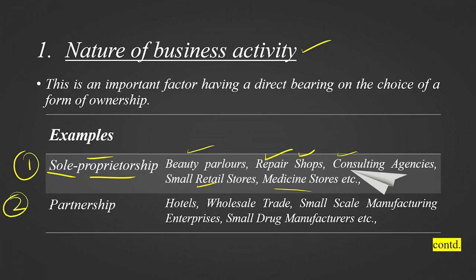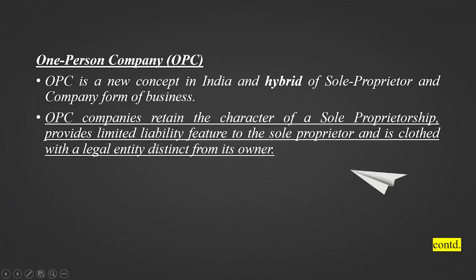Next we come to partnership. In partnership, usually the capital required is a little more as compared to a sole proprietor. That is why you are joining hands with somebody, maybe a friend, family member or any other business partner. So when you want to open a hotel or small scale manufacturing, wholesale trade, drug manufacturing, whatever, these are just examples, but what you should keep in mind is the nature of the business or the size of the business.